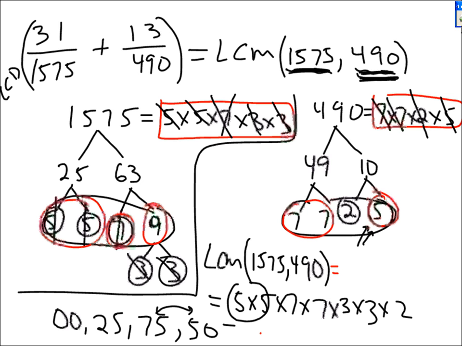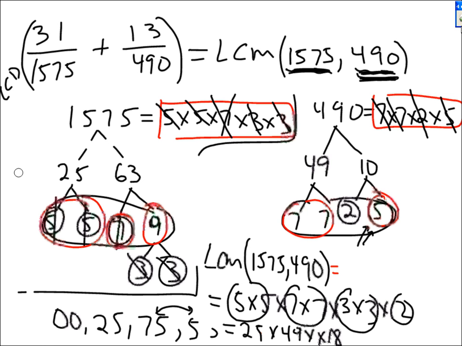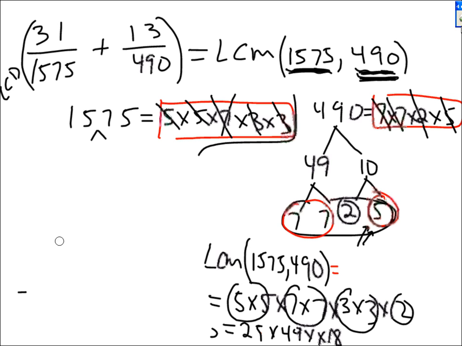25 times 49. This is 9 times 2 is 18. You can multiply those 3 numbers and you get the answer. A lot better than writing down the 490 times table. And then after you do that, you now have to write down the 1575 table. And hopefully you go out far enough.